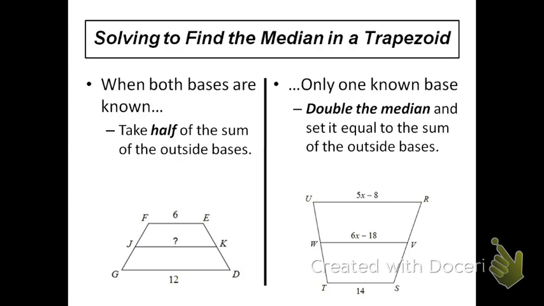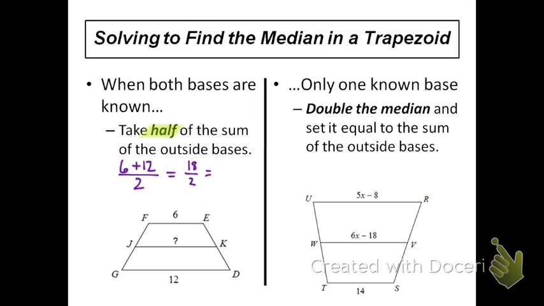So, first, as far as solving to find the median in a trapezoid, we want to just keep in mind when both bases are known, we will be able to take half of the sum of the outside bases. So, like we have 6 and 12, you could actually add those together, 6 plus 12, and divide the sum of that by 2.